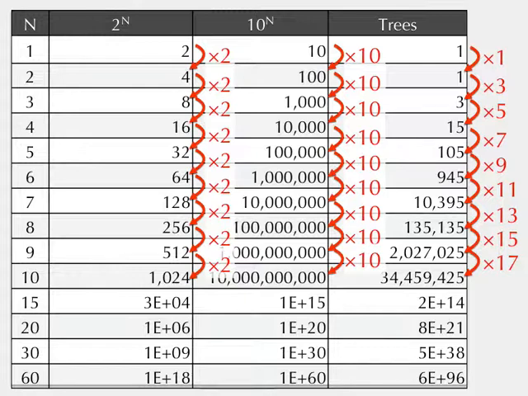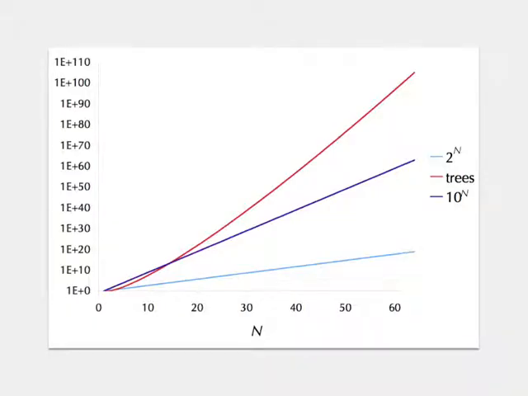Which means the number of possible trees grows very, very fast. Double factorial. Okay, so here's a log scale. Right, here's doubling, n. Here's going up tenfold to n. And here's the number of possible trees for 10 taxa.